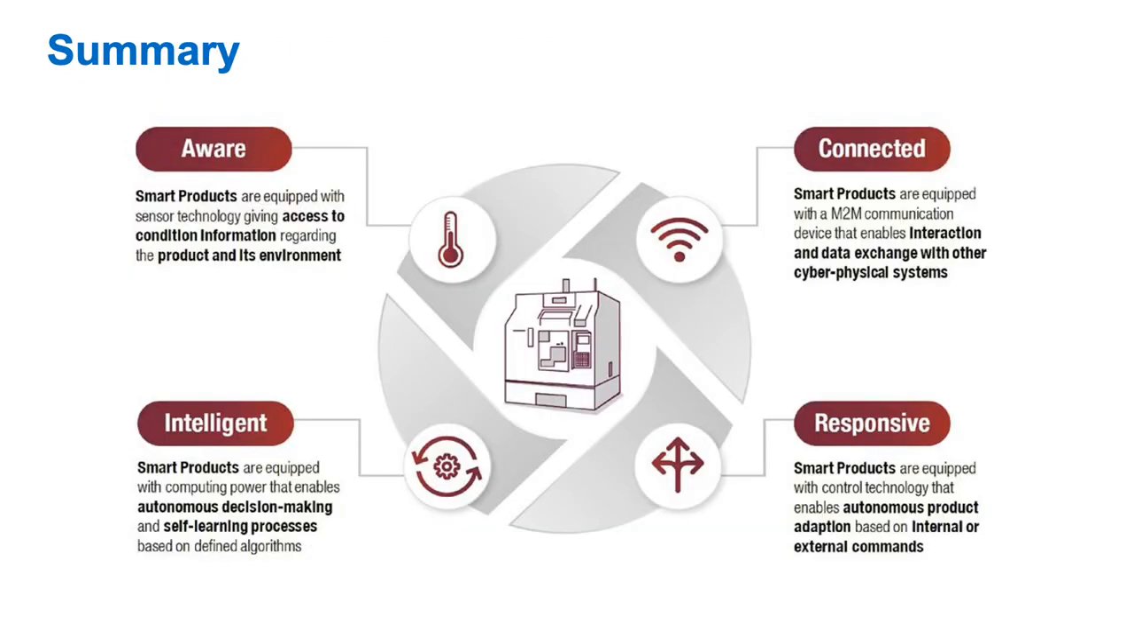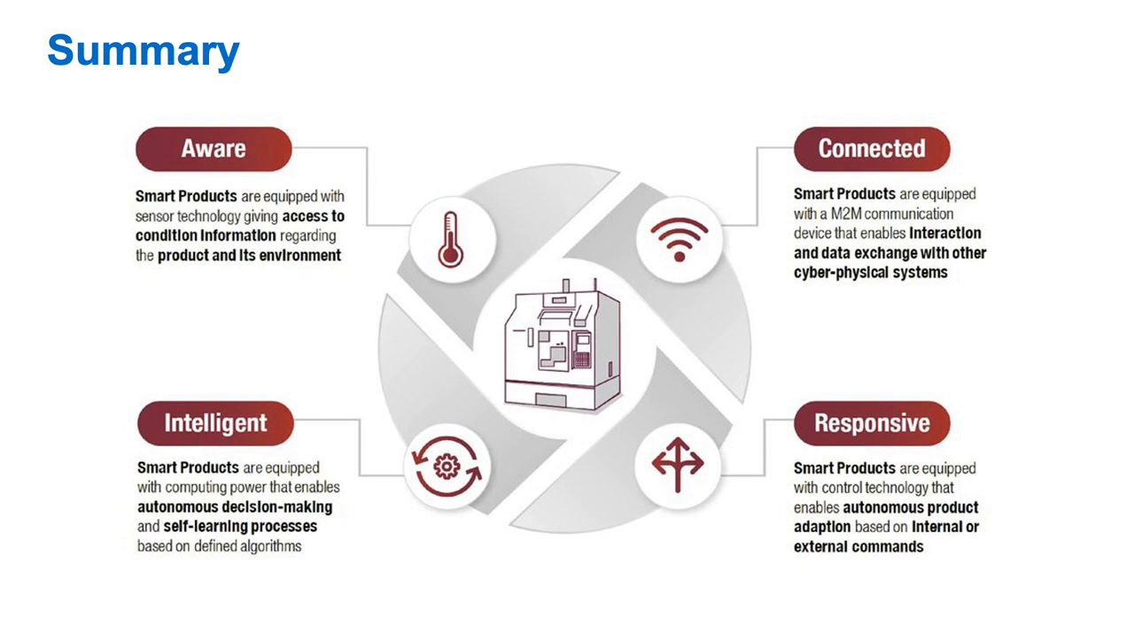In summary, there are four main things in IR 4.0, which are connected, responsive, intelligent, and aware. Smart products are equipped with an M2M communication device that enables interaction and data exchange with other cyber-physical systems. M2M is machine-to-machine communication.